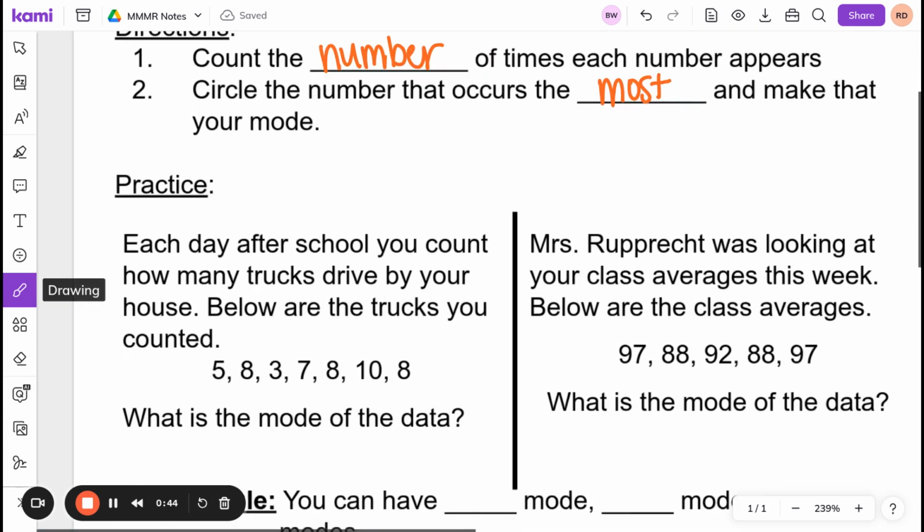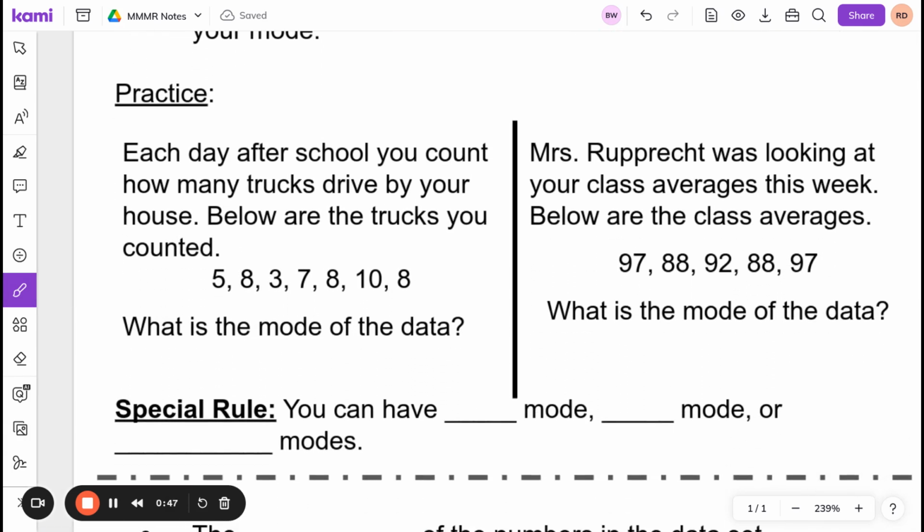So, practice questions. Each day after school, you count how many trucks drive by your house. Below are the trucks you counted: 5, 8, 3, 7, 8, 10, 8. And I want to know the mode. So again, the mode is the number that's typed the most.